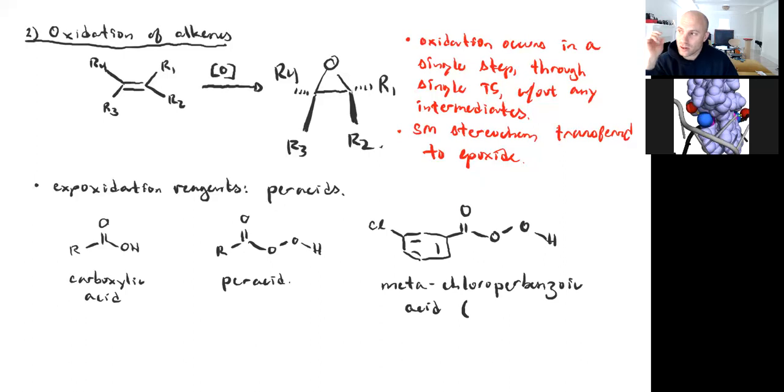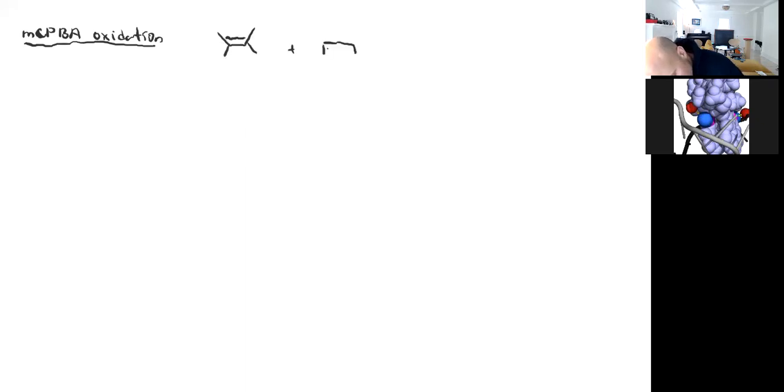And obviously we don't want to say or write that out, so we just call that MCPBA, or some people just call it CPBA, okay? And so what is the mechanism of that oxidation? Let me draw it on the next slide. So the net reaction is you start with an alkene and MCPBA.